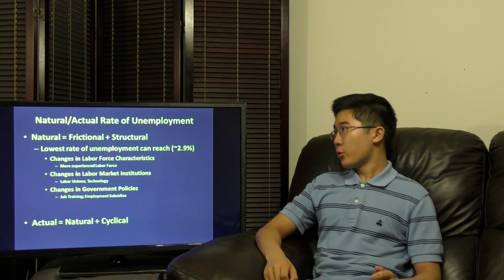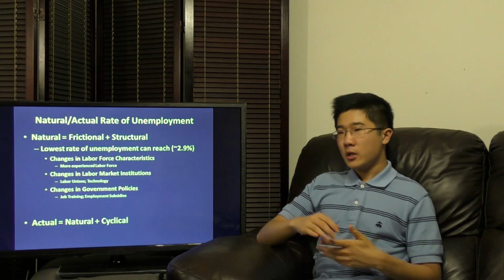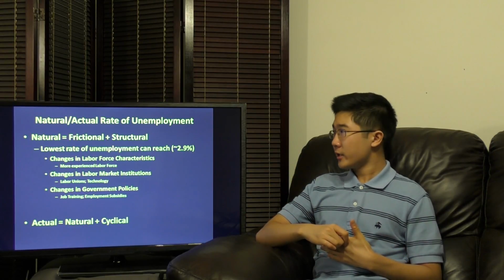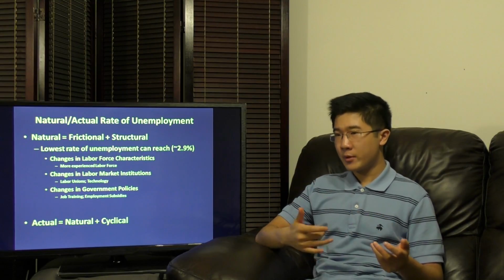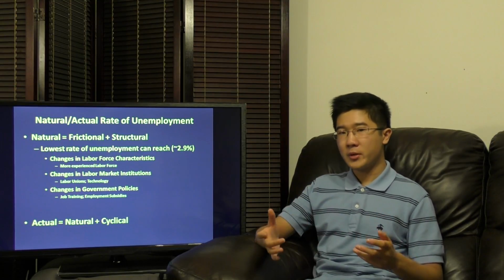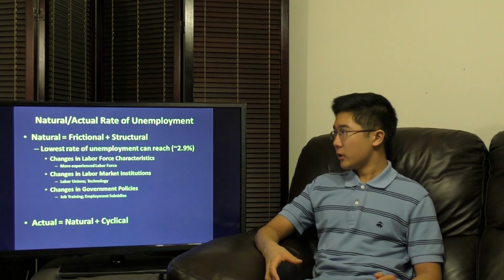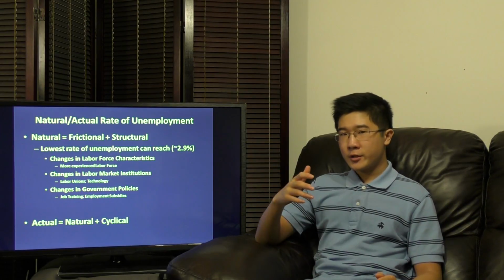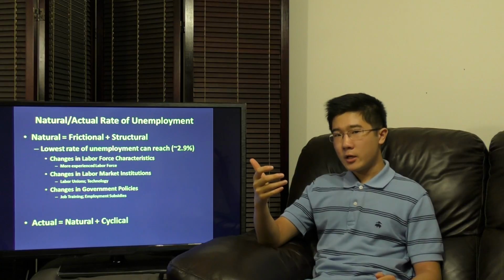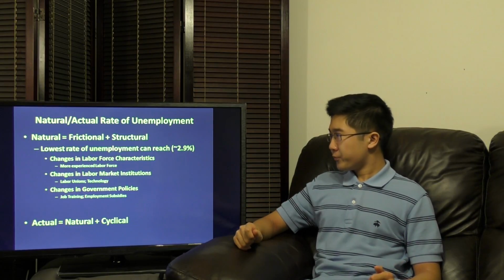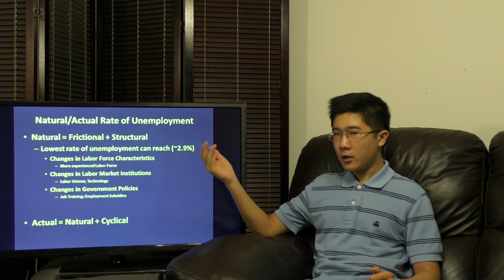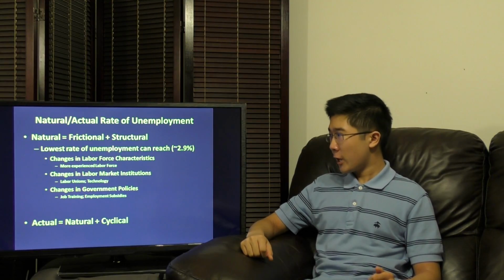So this all adds up to our natural and actual rate of unemployment. The natural rate of unemployment is basically the frictional plus structural rate. This is called natural because this is always going to exist. This is the lower bound for unemployment no matter what. The lowest rate unemployment can reach here in the US is around 2.9%. You basically can't reach much lower than that, and this is basically a healthy rate of unemployment for the economy.